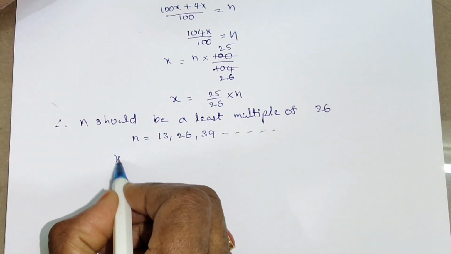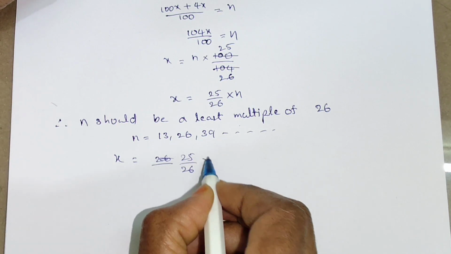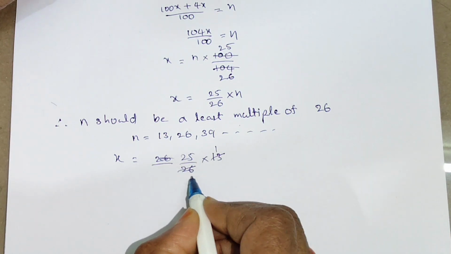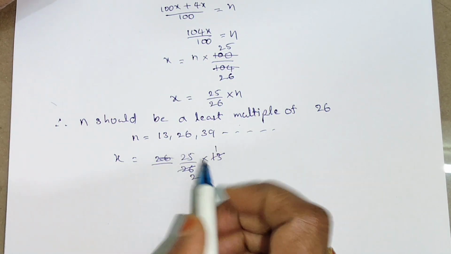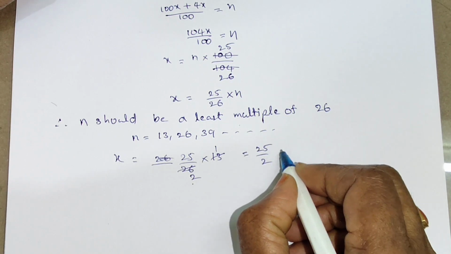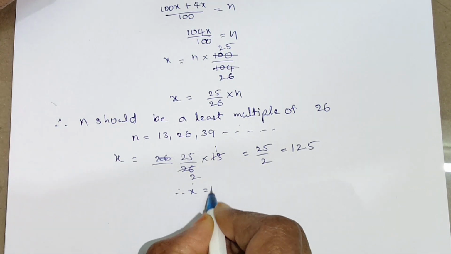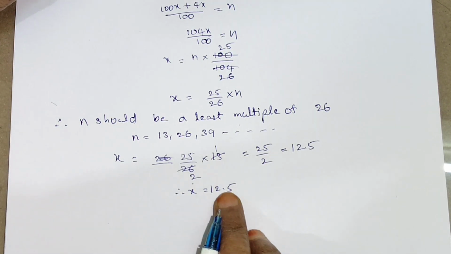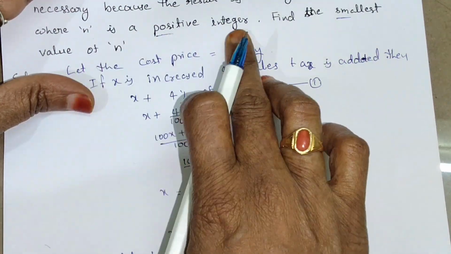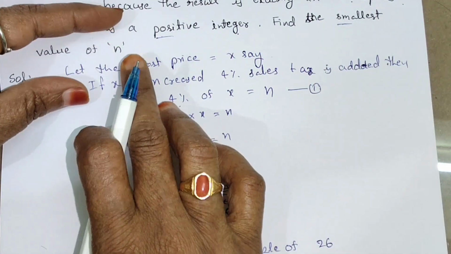Now x equals 25 by 26 into, substituting n as 13. 13 ones are 13, 13 twos are 26, so we get 25 by 2, which is 12.5. Therefore x equals 12.5. Now we know the x value. Finally, we need to find the n value, where n is a positive integer, the smallest value of n.